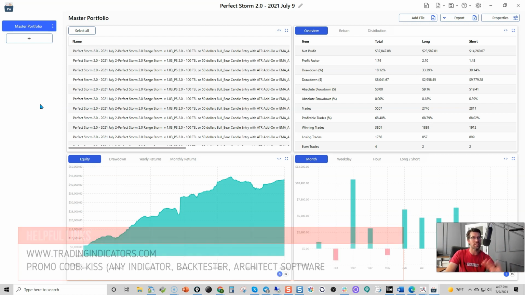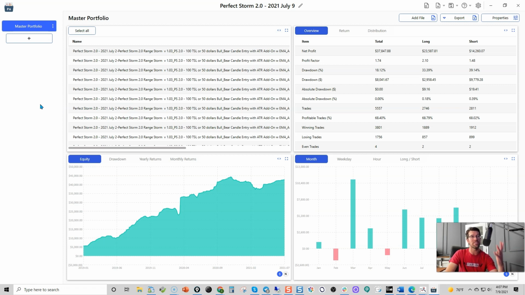Okay, so that's going to do it for today's Keep It Seriously Simple installment. This is about optimizing your robots, and I wanted to show you the software, Portfolio Backtester and Portfolio Architect.